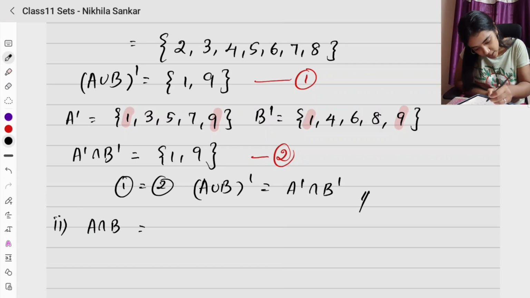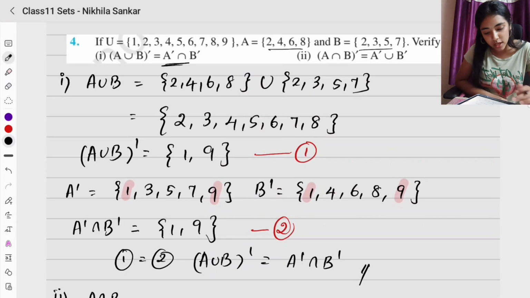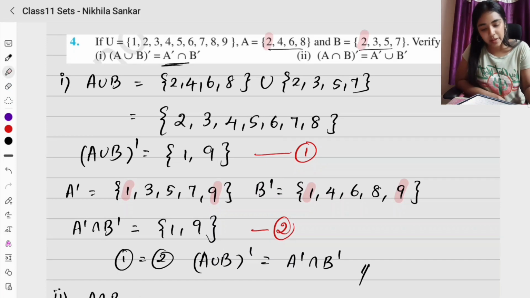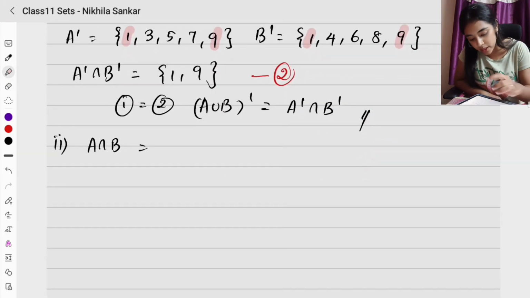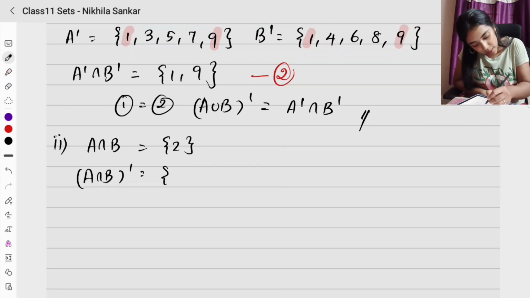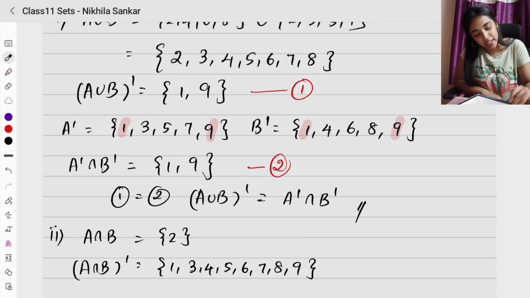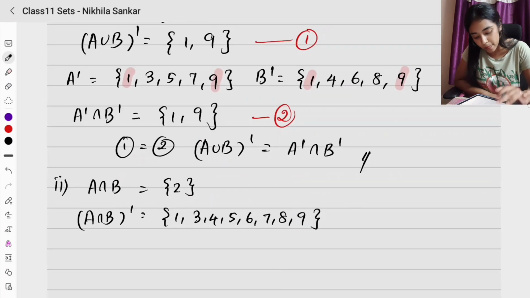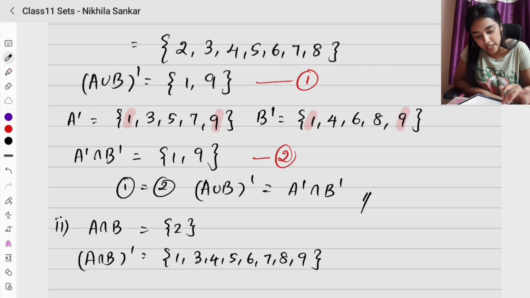Second subsection: first I find A intersection B. What are the common elements? Comparing 2, 4, 6, 8 and 2, 3, 5, 7, nothing else is common. Only 2 is common. So A intersection B is going to be 2. So A intersection B the whole dash is going to be all the other elements: 1, not 2, then 3, 4, 5, 6, 7, 8, 9. Why am I writing until 9? Because in the universal set I have values till 9.